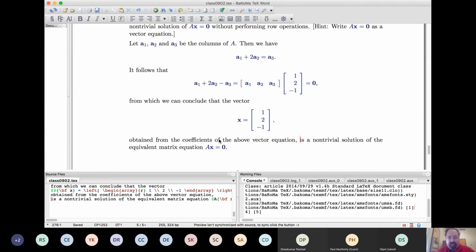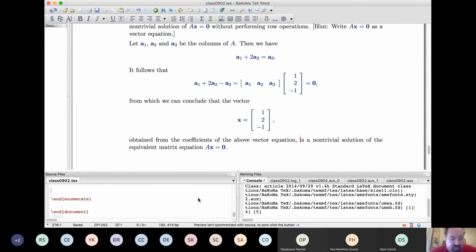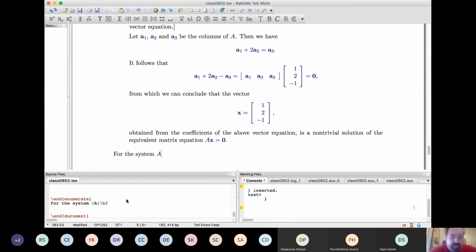All right. So what does this say about the system Ax equals 0?